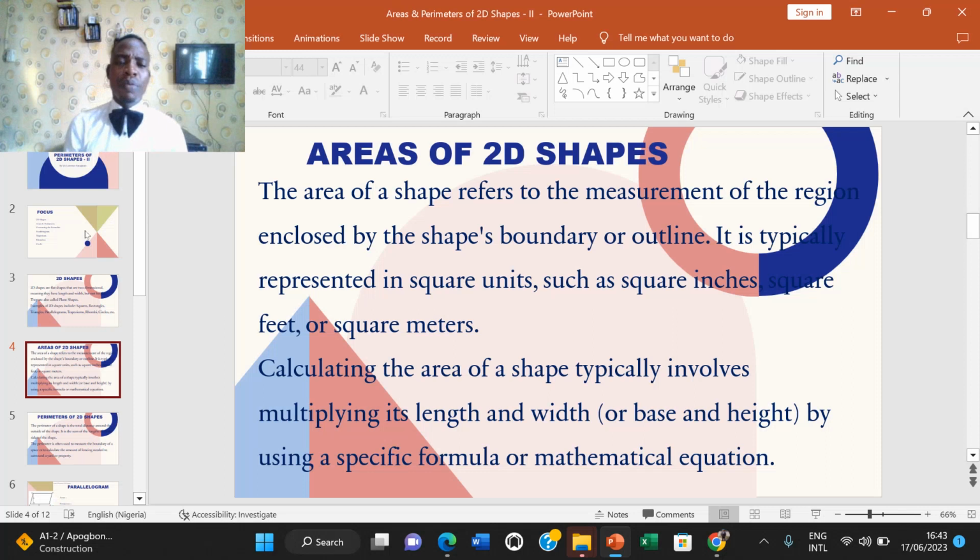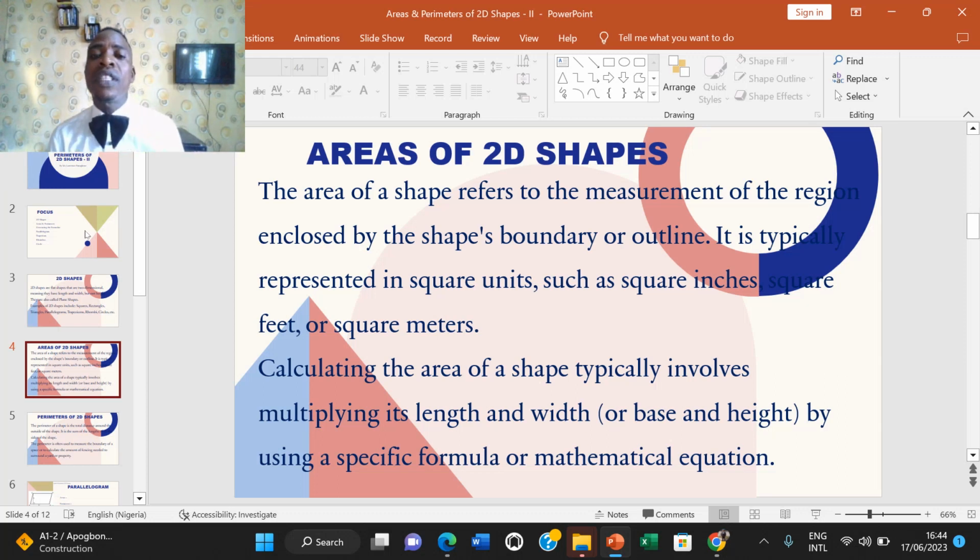So, areas of 2D shapes. What's area? The area of a shape refers to the measurement of the region enclosed by the shape's boundary or outline. The measurement of the region that is enclosed. So where you are is an enclosure. The region that is enclosed where you presently are is the area, the outline that covers or protects your current territory. The boundary that connects or protects where you are presently is the area.